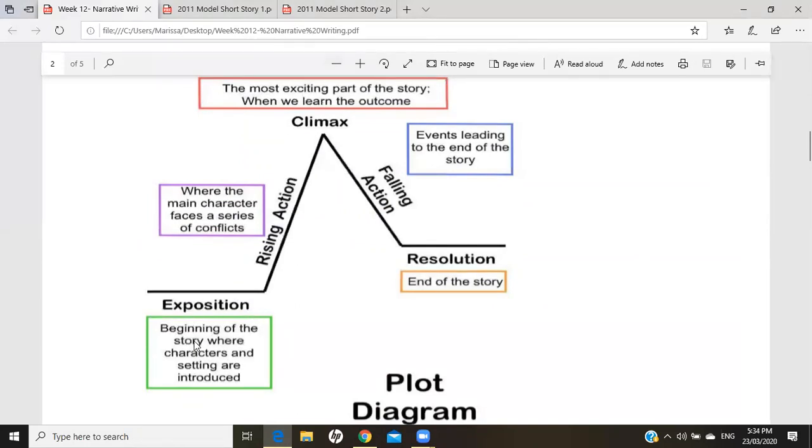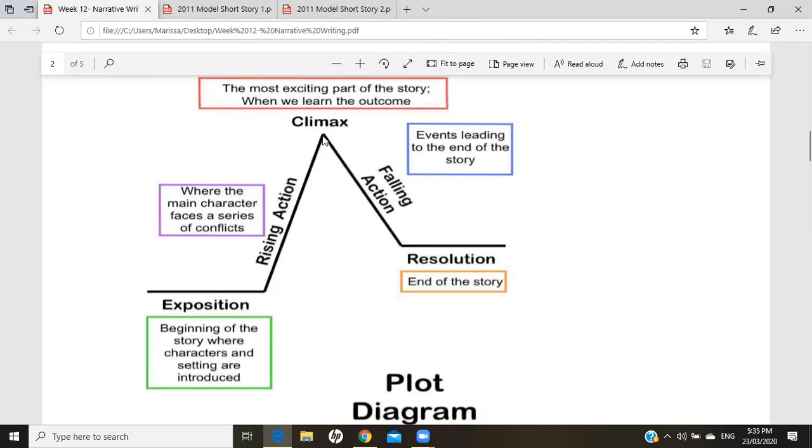So you could begin a story where you introduce a setting. You spend the first 3 to 4 lines describing the setting, and then you could introduce your characters. Then we have the rise in action. So we go up, and it says where the main character faces a series of conflicts. Usually when the story starts, everything is good. After they introduce some characters, then they introduce us to some difficulty or some problem the character is facing. So this is the rise in action, because things are going to escalate.